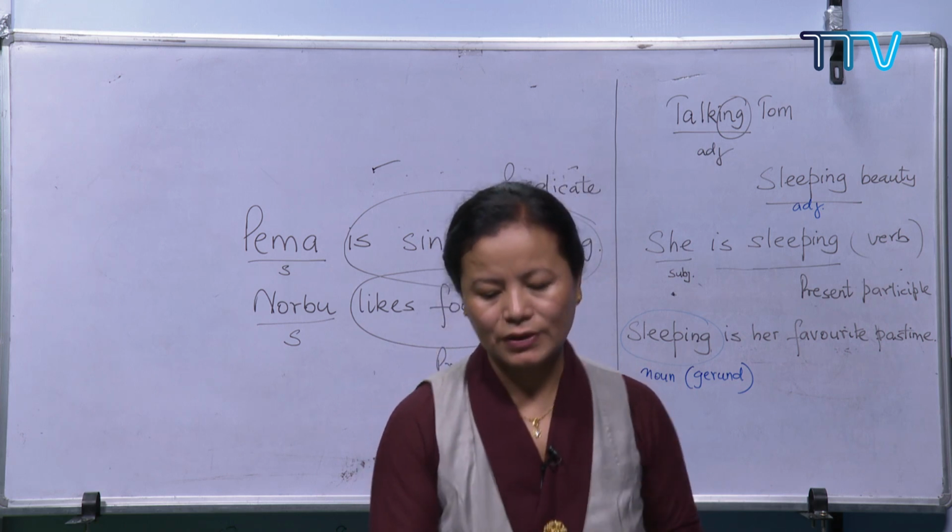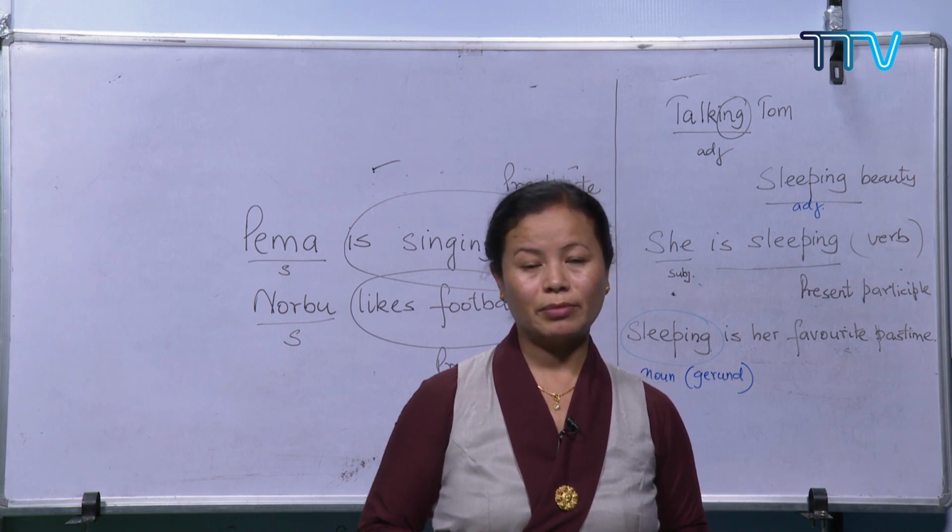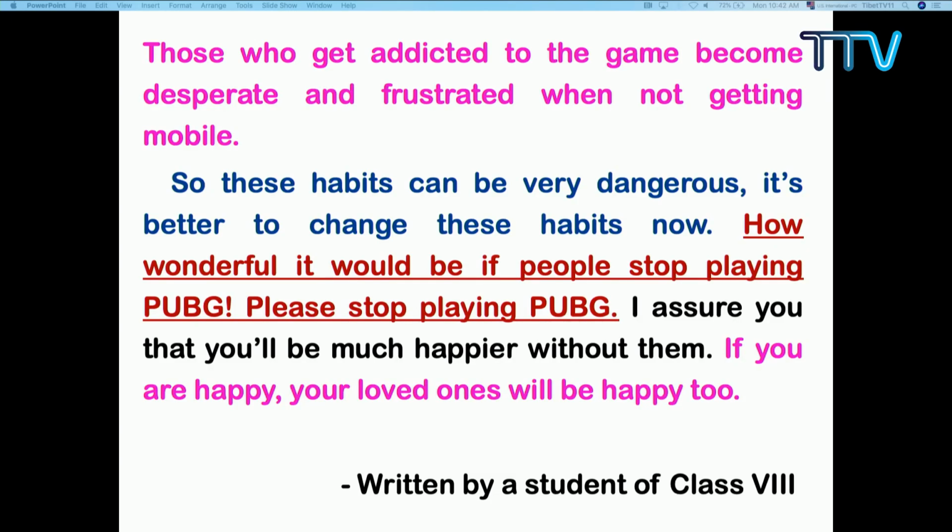Look at the next part of the same text or composition written by the student. Okay. Look at the slide. Those who get addicted to the game become desperate and frustrated when not getting mobile. Okay, so I can modify or restructure this sentence. Instead, if I write like when they do not get mobile, so we can get a complex sentence. When they do not get mobile, they get desperate and frustrated. Or you can say, those who get addicted to the game become desperate and frustrated when they do not get mobile. So, we get a complex sentence.